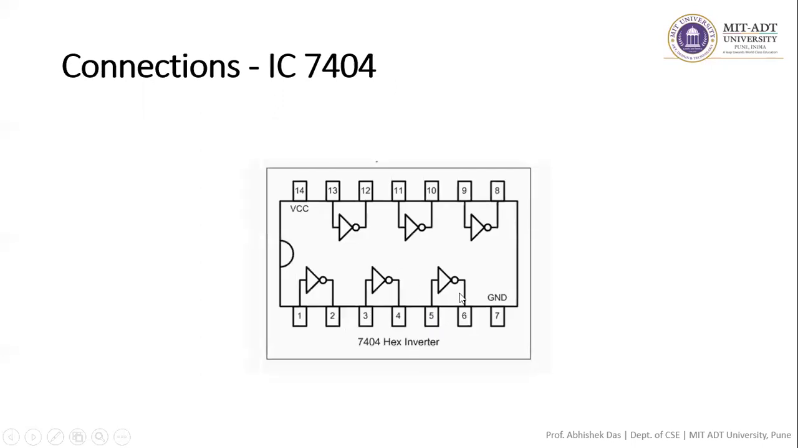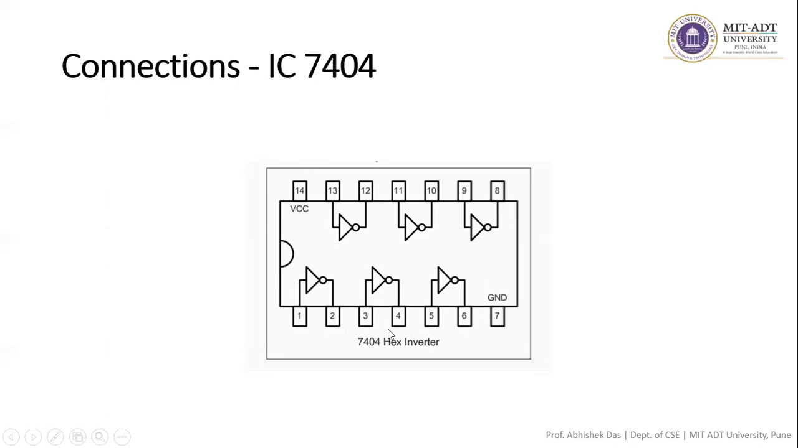Just as I explained in the case of the OR gate, over here pin 1 is the input and pin 2 is the output, pin 3 is input, pin 4 is output, pin 5 is input, pin 6 is output. Pin 7 is ground, which will be 0, and VCC is 1. Then again 13 is input, 12 is output, 11 is input, pin 10 is output, pin 9 is input, pin 8 is output.